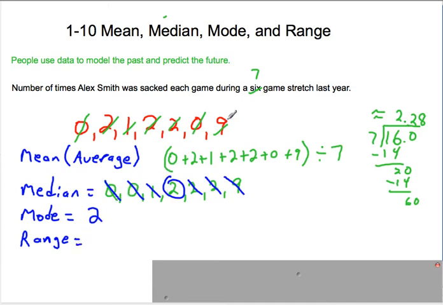And the range is the difference between the highest number and the lowest number. So the lowest number here was a 0, and the highest number was a 9. So the range is going to be the highest minus the lowest. So in this case, pretty simple. We have a range of 9.